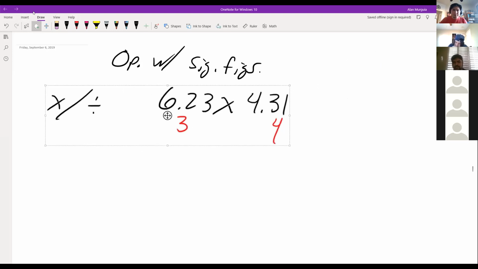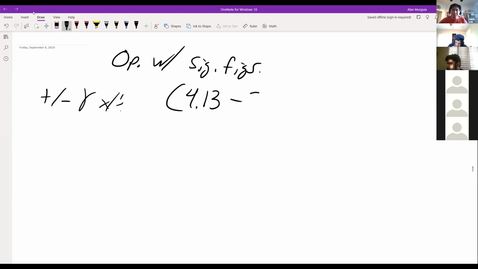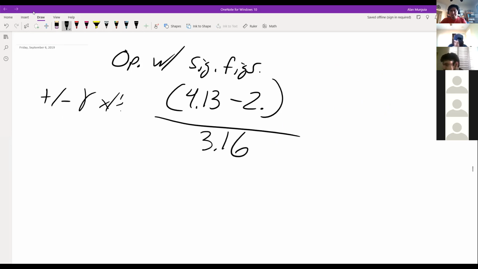And so let's see here. Let's do one more example. Let's do a mixed operation where we have both addition, subtraction, and multiplication, division, right? So let's say over here I have 4.13 minus 2, and then all of it is being divided by, say, 3.16. What's the first thing I need to do here in this mixed operation? The subtraction? Yeah, so let's do the subtraction first. If I were to do the subtraction first, what would that come out to?